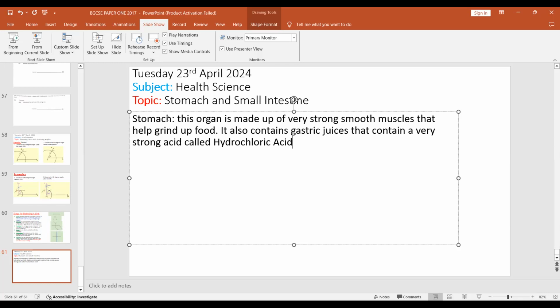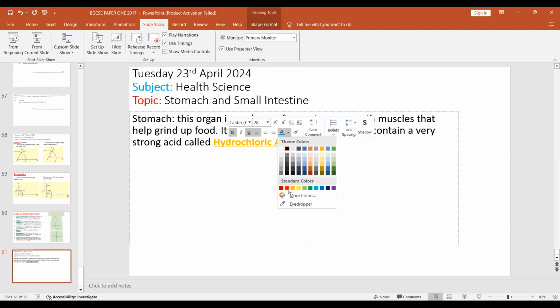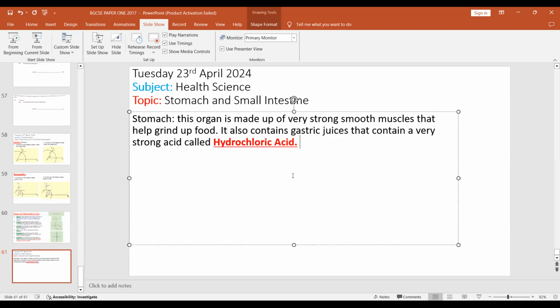Acid? Yeah, you have acid inside your stomach. You know that, right? That's what helps to digest the food. So what is the name, Jevin, of the acid that is found in your stomach? Jevin, what's the name of the acid that is found in your stomach?